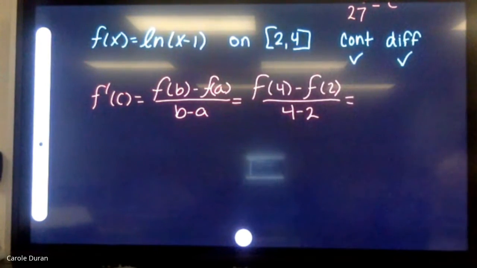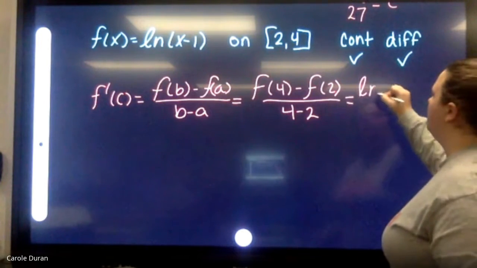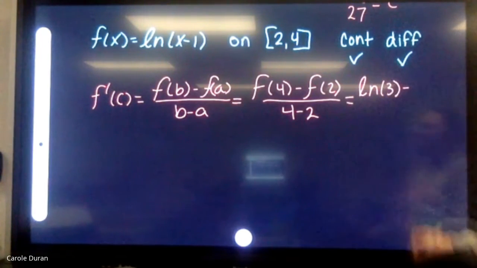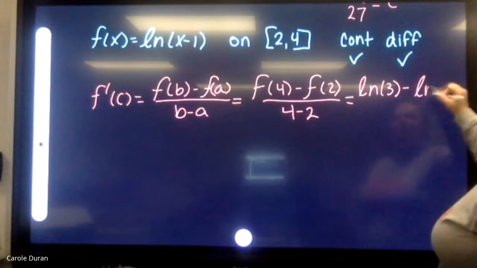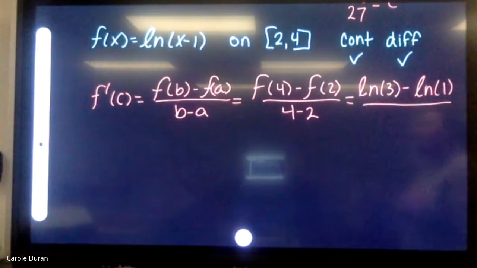I go ahead and I plug those in. What is F of 4? It's just going to be the natural log of 4 minus 1, which is 3, right? So I have natural log of 3. And then I plug the 2 in. 2 minus 1 is 1. So I get natural log of 1 over, what's 4 minus 2? 2.